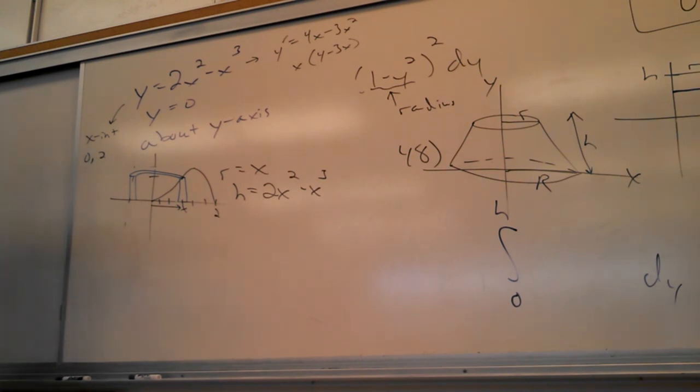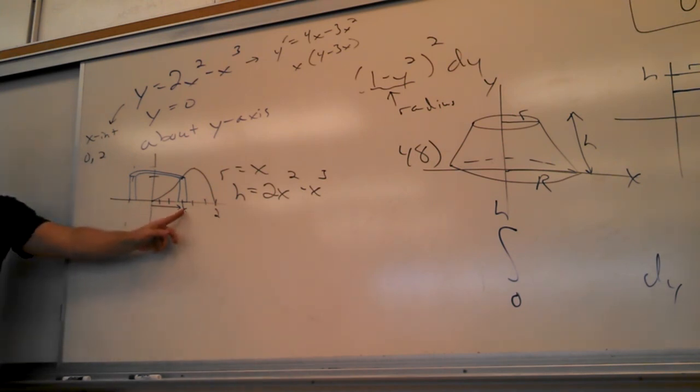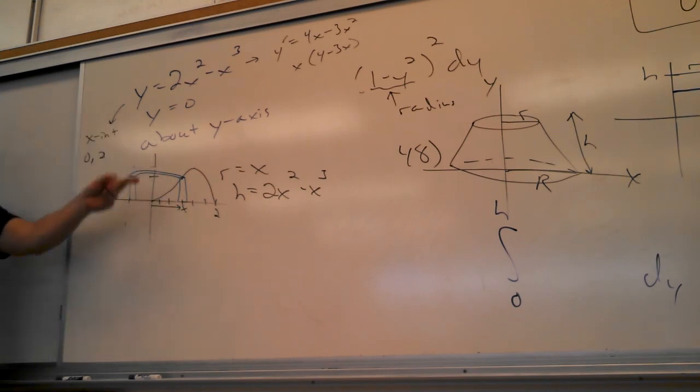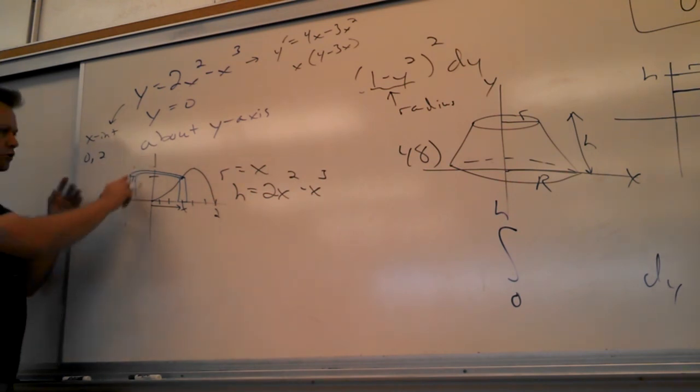How is that different from before? Before, the radius was controlled by the function, which is why I'm confused. Now the radius is controlled by the x variable, or the y variable if I'm doing it that way, and the height is controlled by the function. But if you just do this, I don't have to do 3D anything.